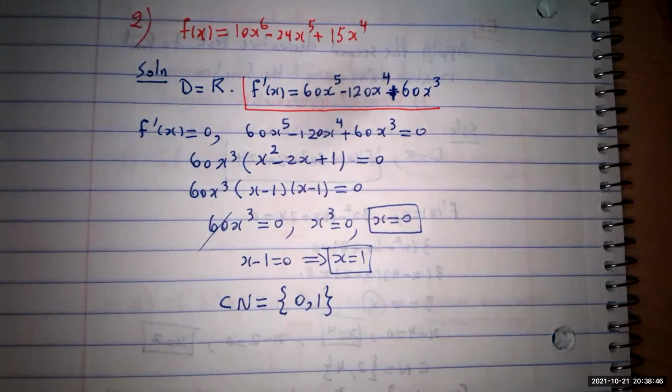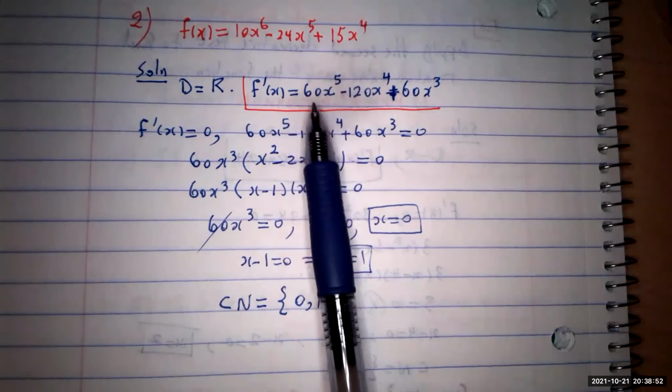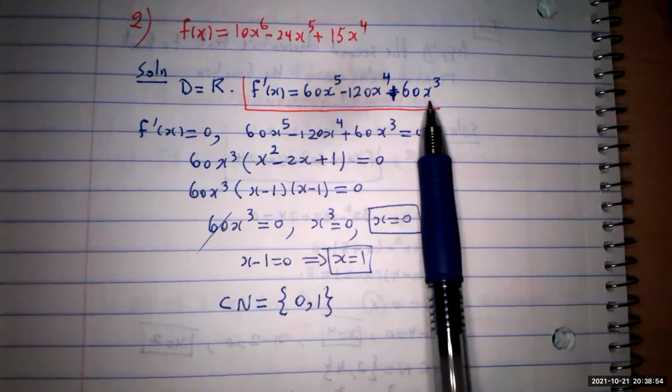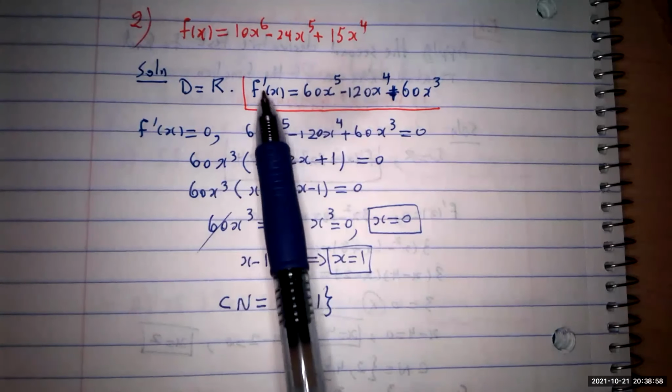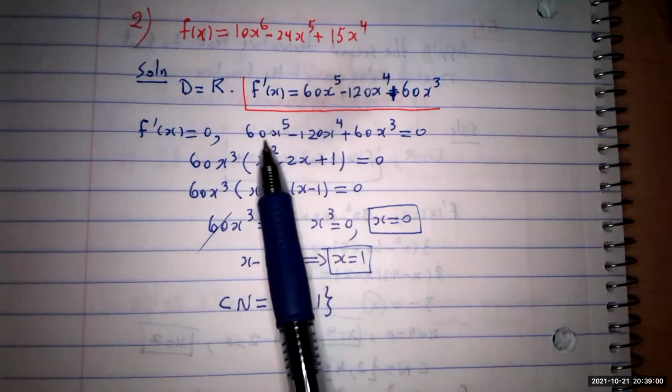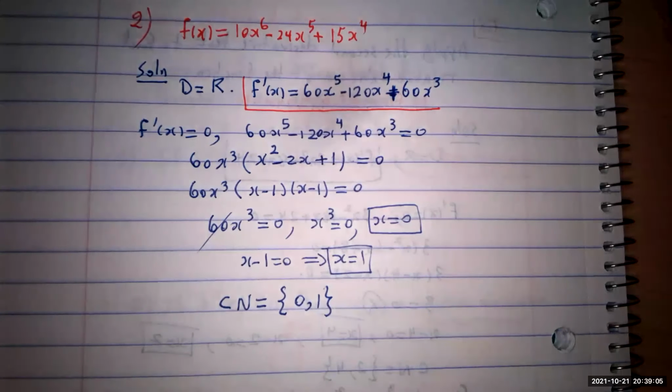So we find f prime and set it equal to 0. The degree of the x is a little bit high, but it doesn't matter, we look for the common factor. The common factor for the x is going to be x cubed, and all the coefficients are divisible by 60. That's why I pull out 60x cubed.